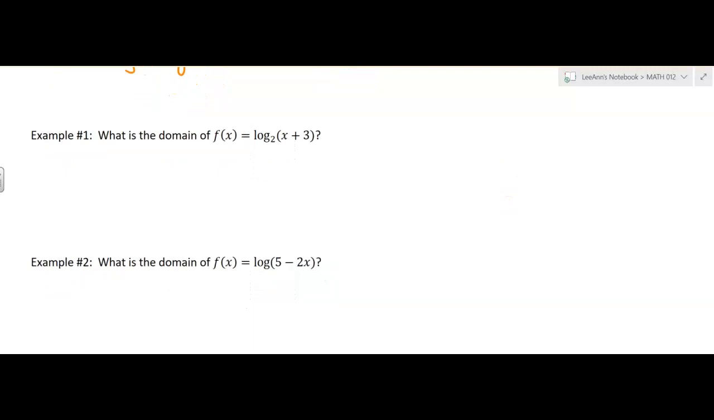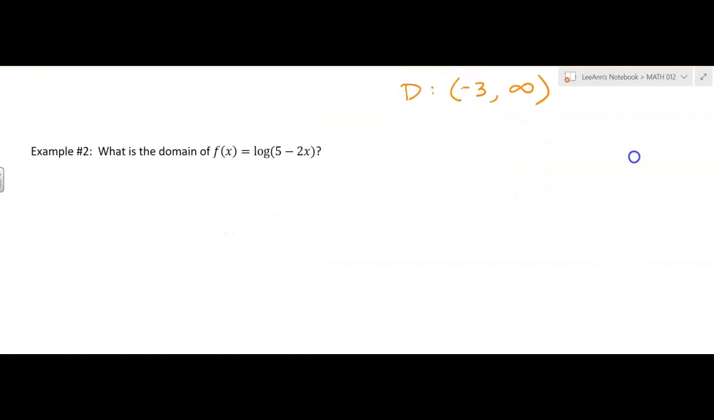So in example 1 here, we have this argument, x plus 3, so we have to say x plus 3 must be greater than 0. That's an inequality. We solve it. So x is greater than negative 3, and that means the domain is going to be from negative 3, we're not going to include the negative 3, to infinity. Okay? So that's what we're doing here, finding the domain. It doesn't really have anything to do with the base, it has to do with the argument. So you take the argument, make it greater than 0, and that allows you to find the domain.